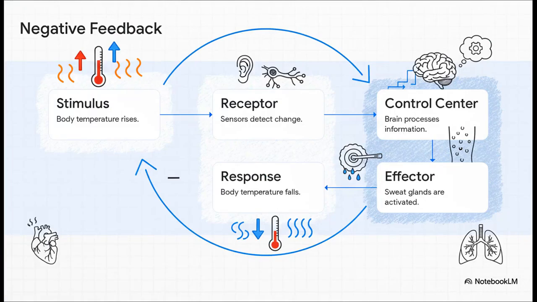So how does it work? Mostly through something called negative feedback loops. Let's use a fever as an example. The stimulus is your temperature rising. Receptors in your skin and brain detect that change. Your brain, which is the control center, gets the memo and tells your sweat glands, the effectors, to get to work. The response? You sweat, your body cools down, and that counteracts the initial stimulus. It's the body's self-regulating genius right there in action.